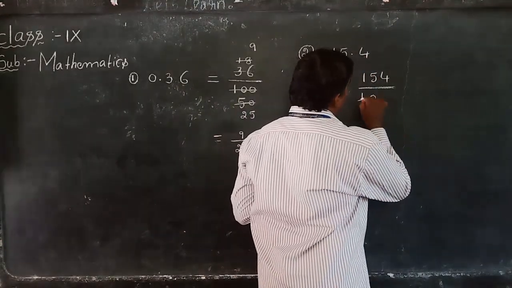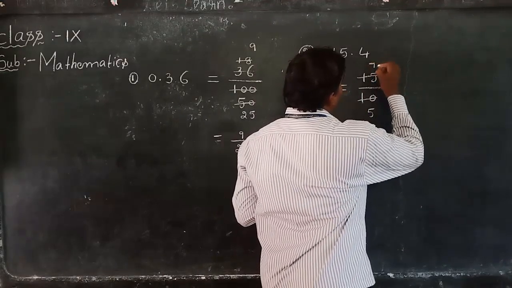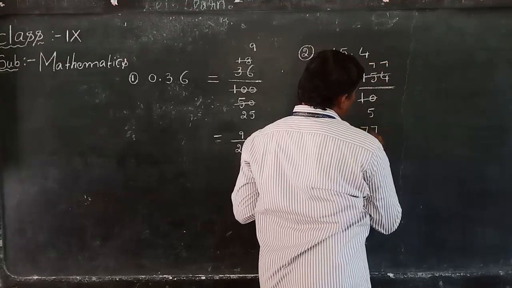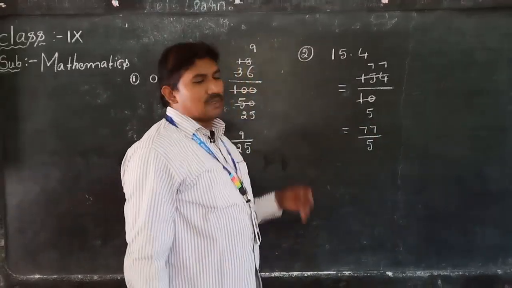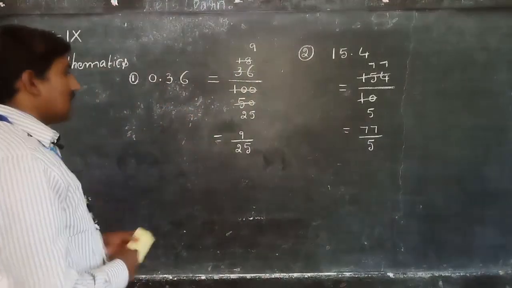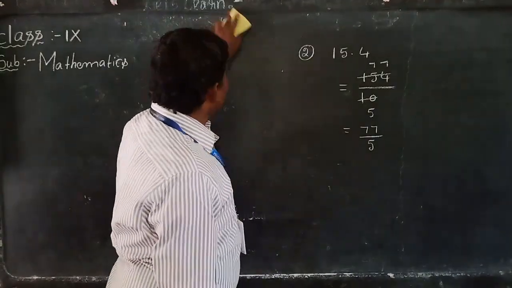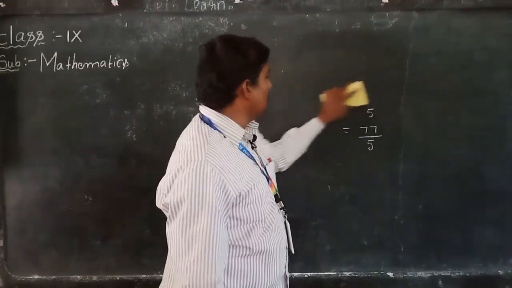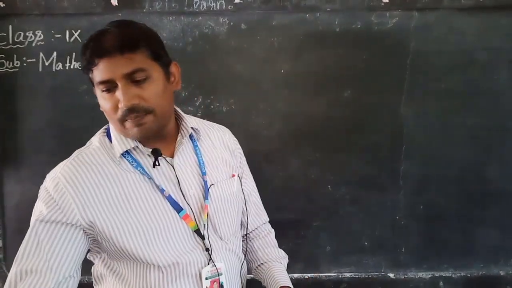We should do it with 2: 2 fives are 10, 2 sevens are 14, 2 seventy-sevens are 154. So 77 by 5. Is more cancellation possible? Now it is not possible, so that is in simplest form, or standard form. In rational numbers or fractions, where cancellation is possible we should do it. Where it is not possible, that is the simplest form.